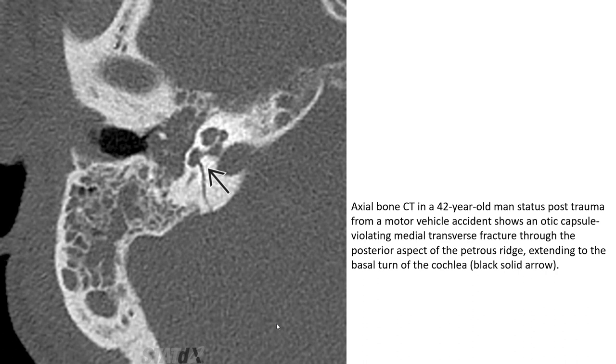So here is an example of the first case, where in the head and temporal bone CT in a 42 years old man, status post trauma from a motor vehicle accident, there is an otic capsule violating major transverse fracture through the posterior aspect of the petrous ridge extending to the basal turn of the cochlea, black solid arrow indicates.